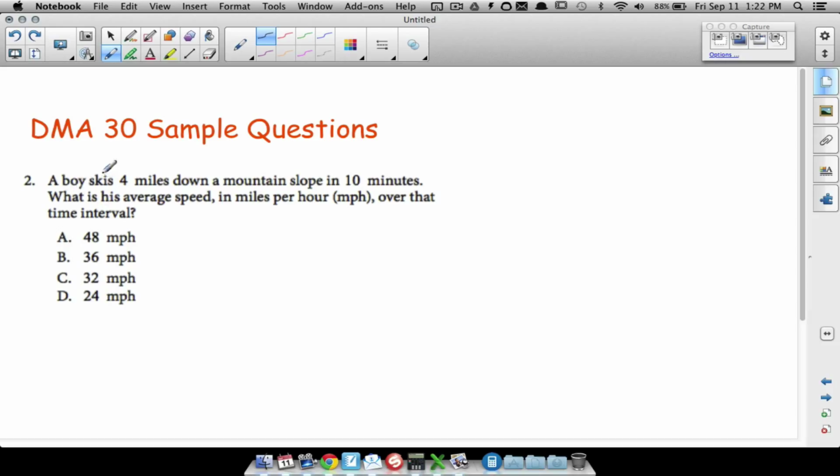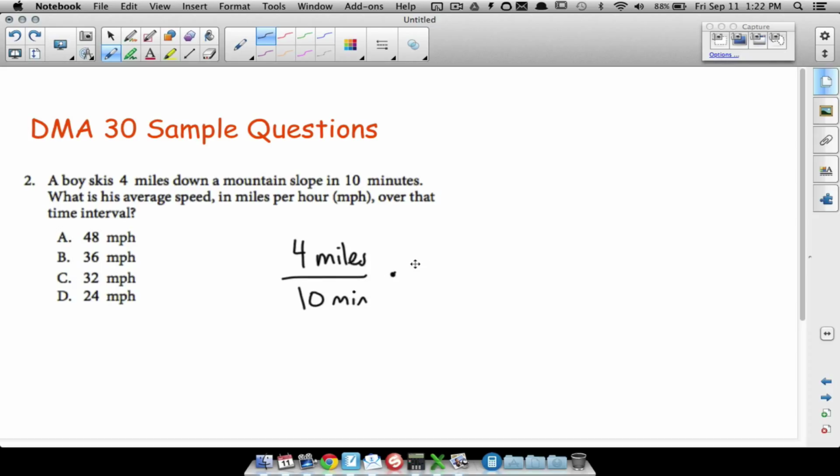So we have a boy. He skis 4 miles down a mountain slope in 10 minutes, but we want to find his average speed in miles per hour over that time interval. So here's the problem though. We want to find the speed in miles per hour, whereas up here we have miles per minute. So let's go ahead and set up that rate. 4 miles in 10 minutes.